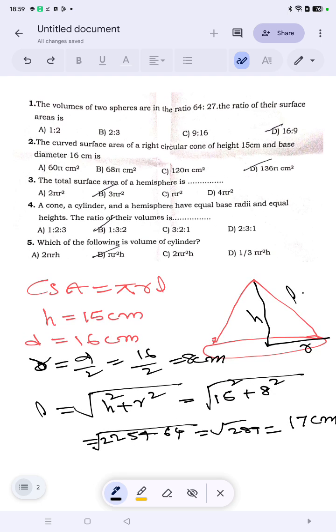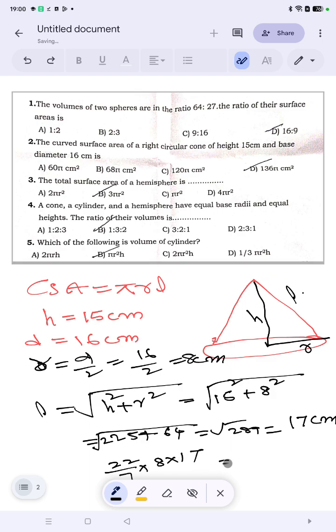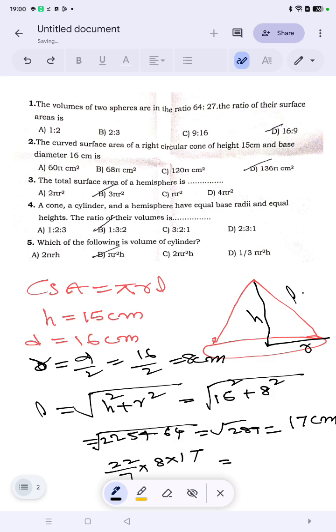So from this we can do the curved surface area pi r l. Okay, now look at, what is asking? Curved surface area. We already got l. Substitute here. Pi r l means 22 by 7 into r, how much? r is 8 centimeter, into l is 17 centimeter. If you multiply, how much will you get? That is 136 pi.